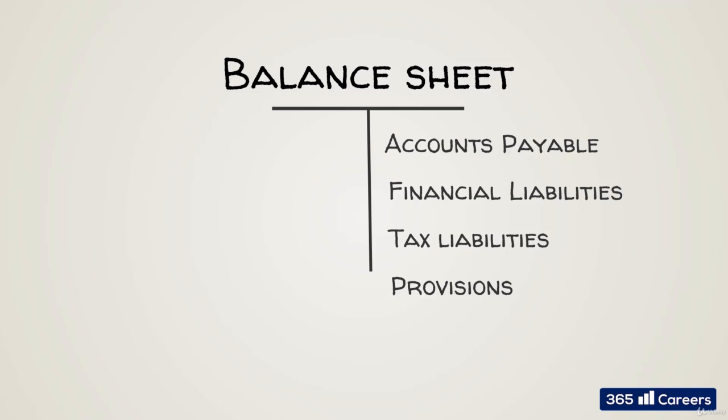Financial liabilities, provisions, and tax liabilities are usually classified in two parts, current and non-current. Usually the company will have a good idea what portion of these liabilities must be paid within 12 months and what portion can be postponed.